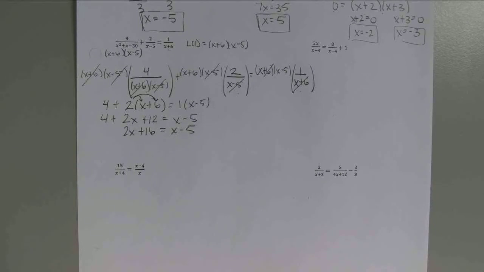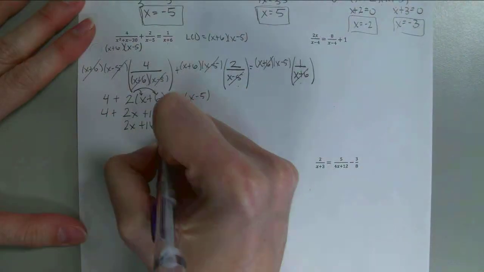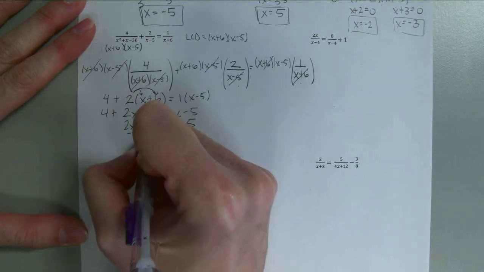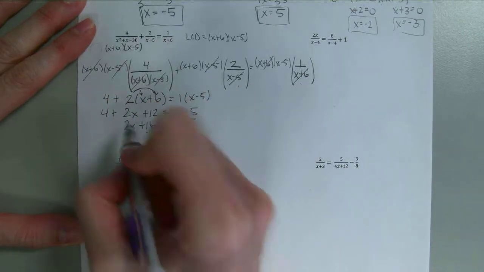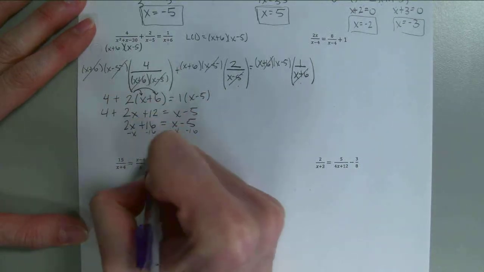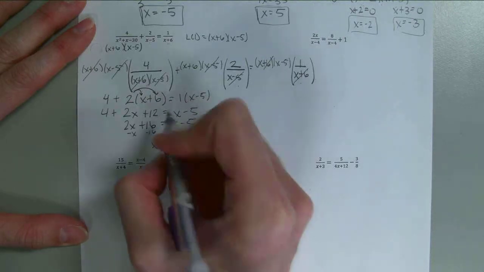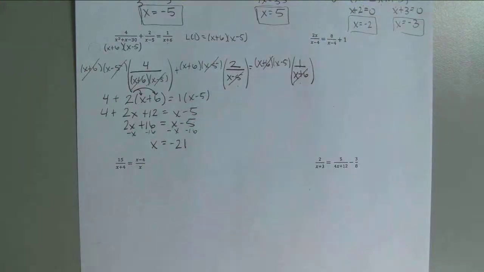And then I'm going to move my x over to the left by subtracting it, and subtract my 16 to the right, okay? So what's a 2x take away an x, what's negative 5 take away 16? Negative 21. So I just moved them over at the same time.